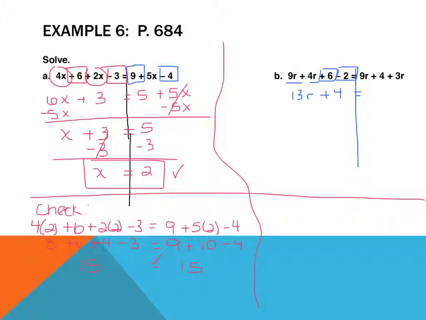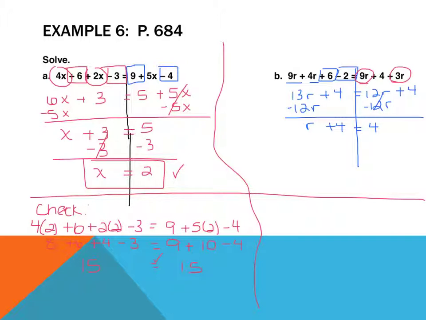And on the right side, I have 9r plus 3r is 12r plus 4. Alright, so step 2, now that my left side is simplified and my right side is simplified, step 2 is to cancel a variable from one side. So minus 12r minus 12r. Bring down my 4. 13r minus 12r is 1r plus 4.